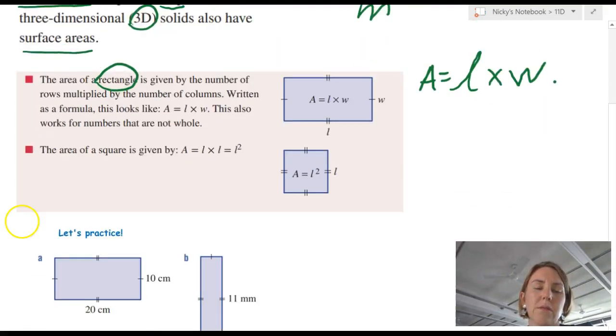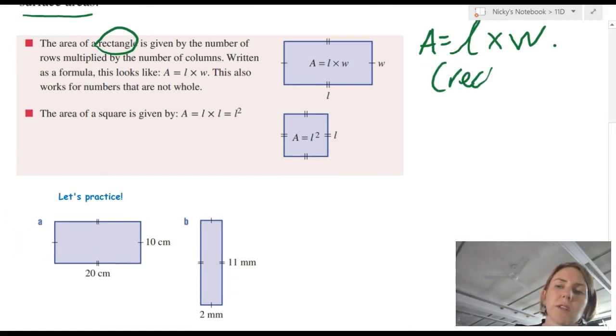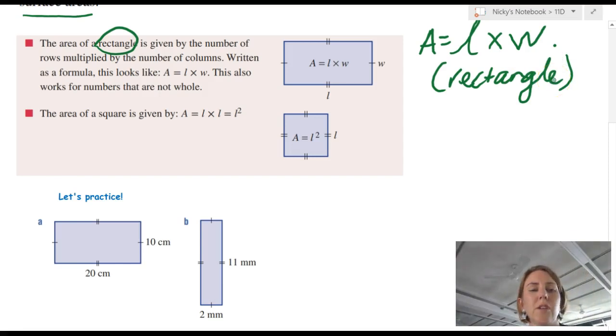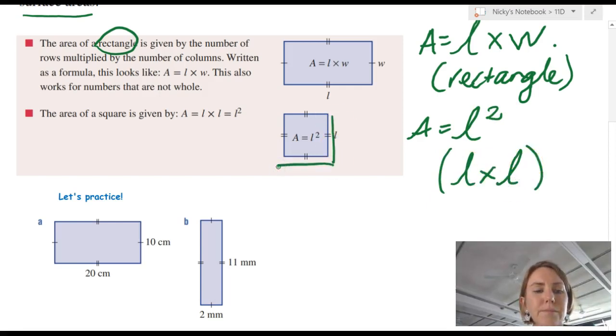The other spin-off of that, and that's for rectangle, sorry, rectangle. Okay, so the area of a square, because all four sides are the same, we could classify it as a length that is the same as another length. So area of a square is L for length squared, which is the same as L times L, or length times length. Okay? So let's do some practice.